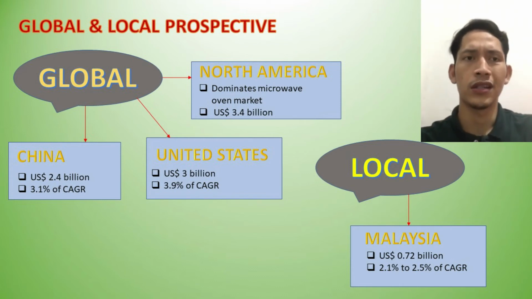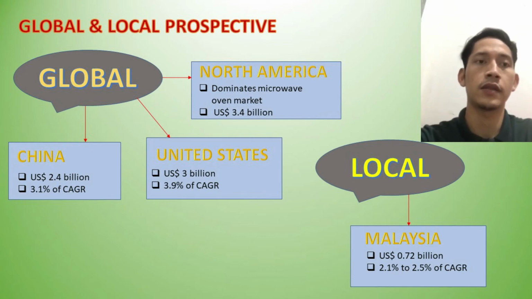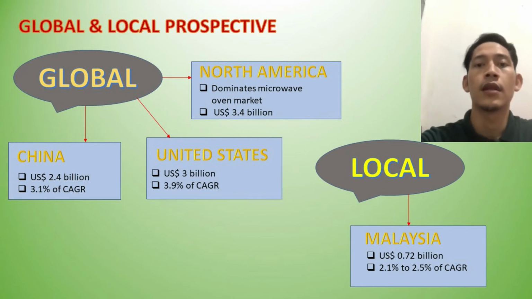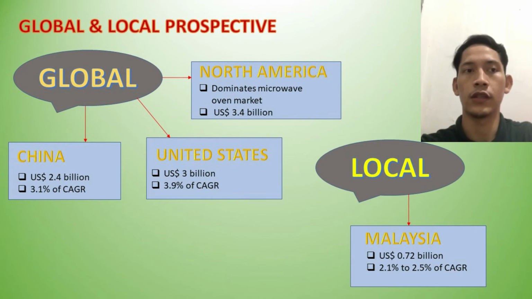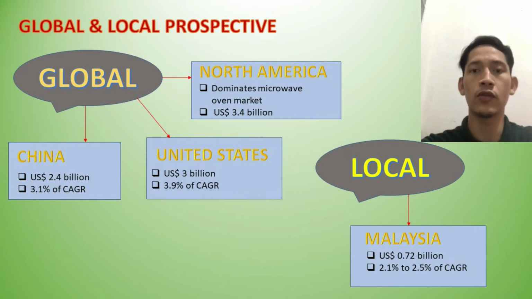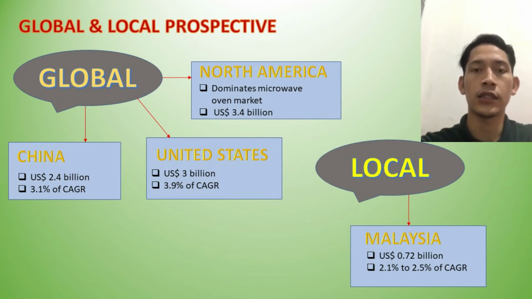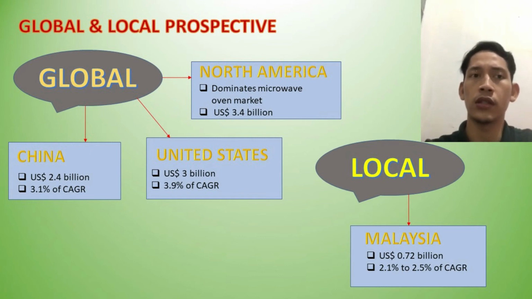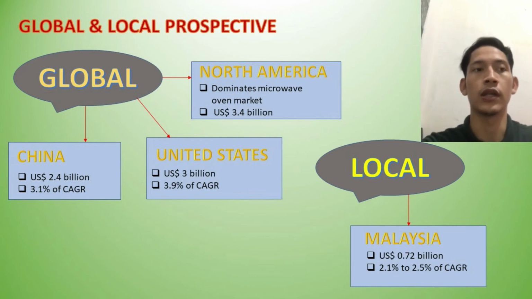Basically, there is not much difference among the Southeast Asian countries like Indonesia, Thailand, Singapore, and Vietnam. In terms of compound annual growth, which is CAGR, Malaysia has good growth of about 2.1 to 2.5%. This percentage of CAGR represents a market value of around 0.72 billion US dollars. This significant growth is caused by many factors.